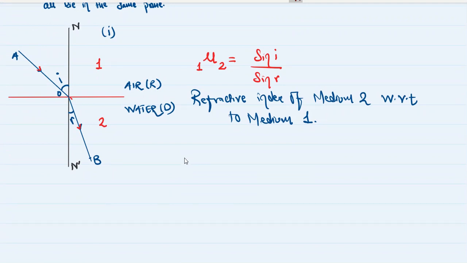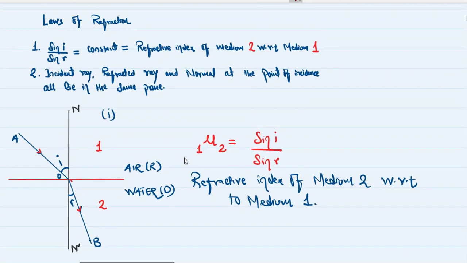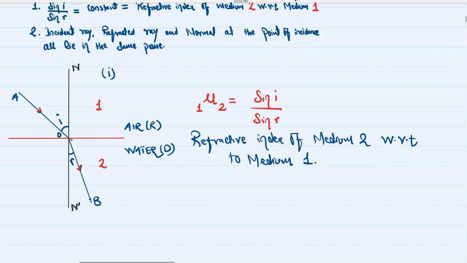So the first law of refraction states that the ratio of the sine of angle of incidence to the sine of angle of refraction is always constant, and it is known as the refractive index of medium 2 with respect to medium 1. Always remember, the ratio of sine of angle of incidence to sine of angle of refraction is the refractive index of medium 2 with respect to medium 1. Okay.